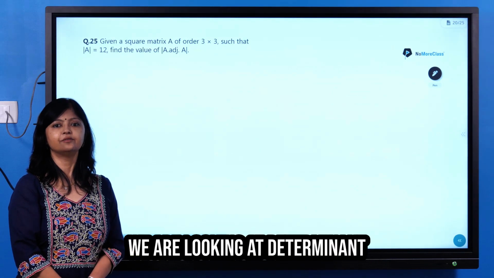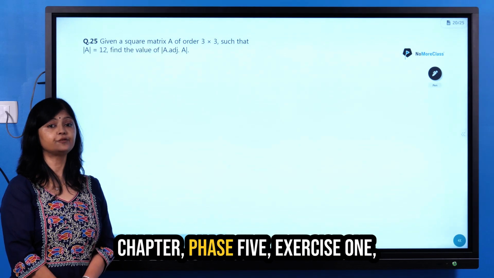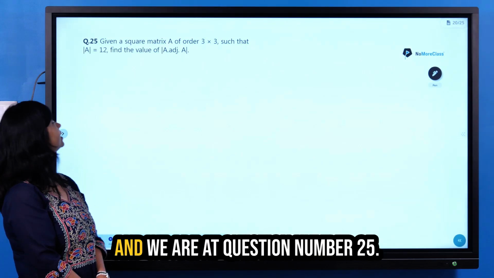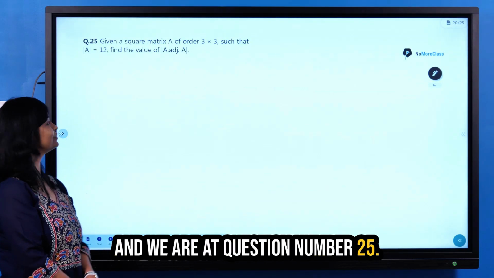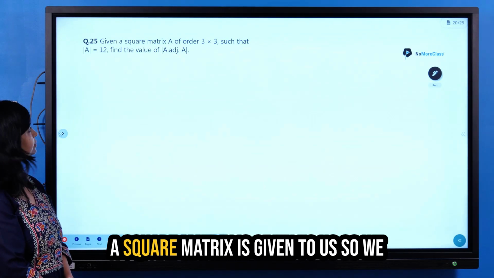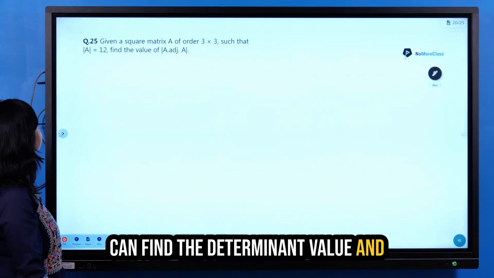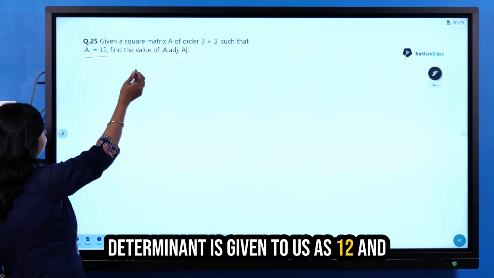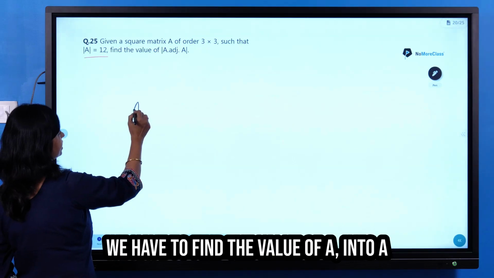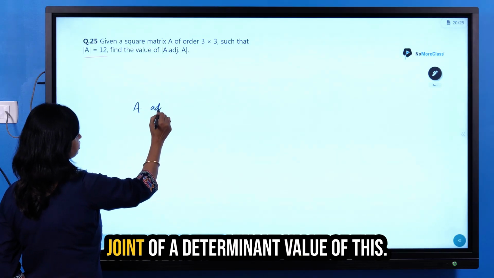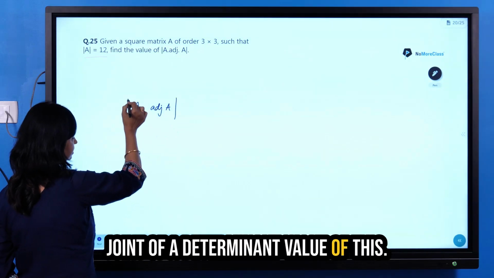Hello everyone. We are looking at determinant chapter, exercise 1, and we are at question number 25. A square matrix is given to us, so we can find the determinant value, and the determinant is given to us as 12, and we have to find the value of the determinant of A times adjoint of A.